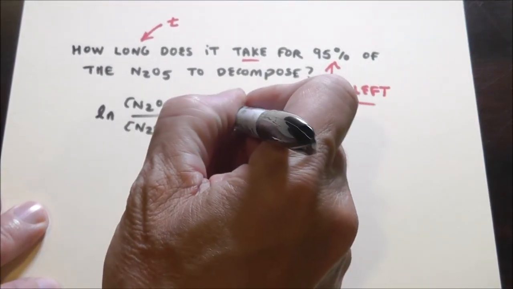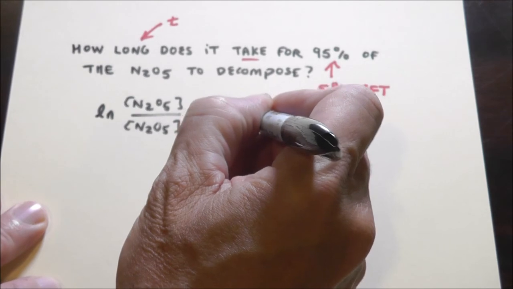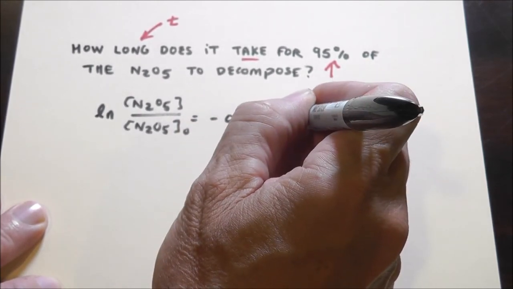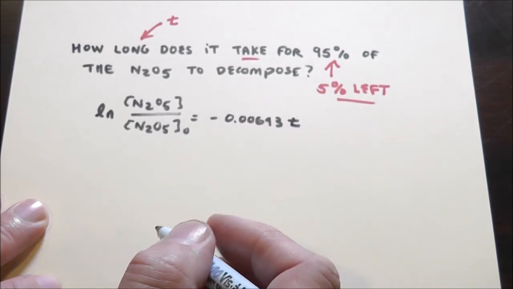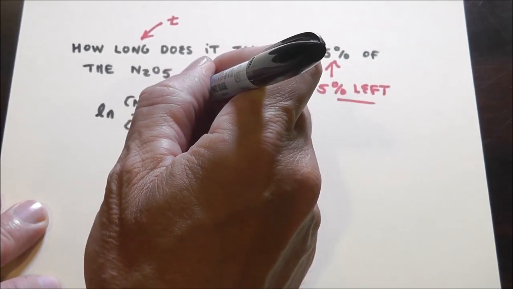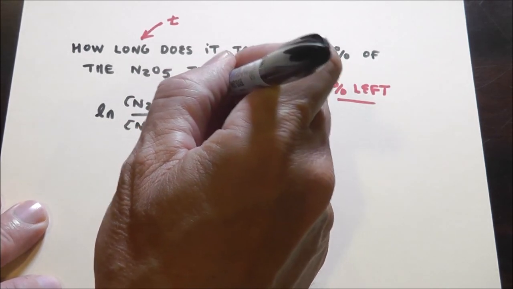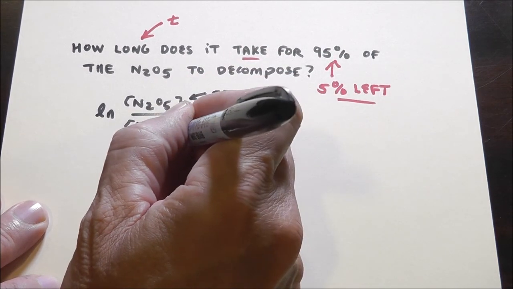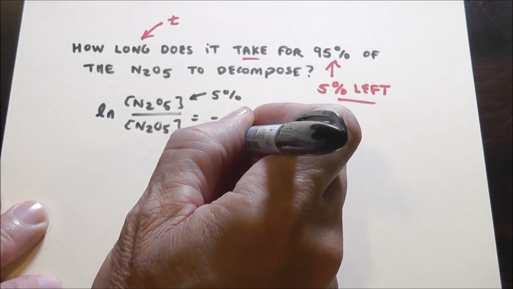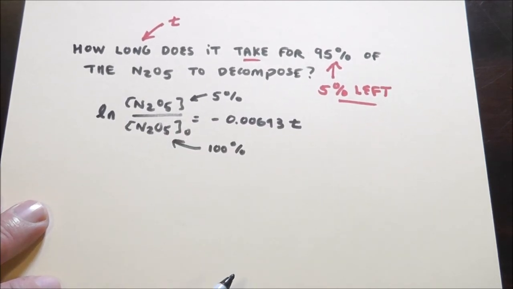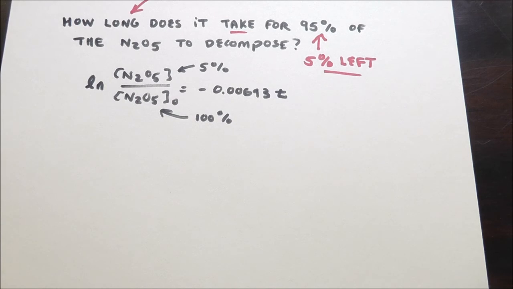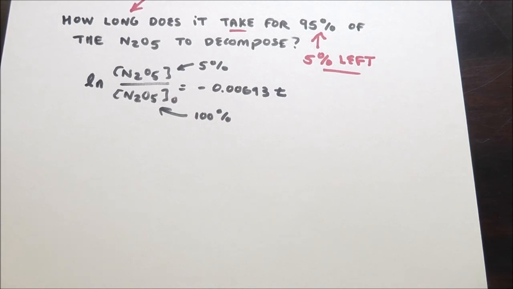0.00693 times t. And what's going to happen is, and remember, it doesn't matter what these units are. 5%, 100%. Can it be in units of percent? Yeah, it can be units of anything. They just got to be the same. Now, let's think about what that is. 5 100ths is 1/20th.